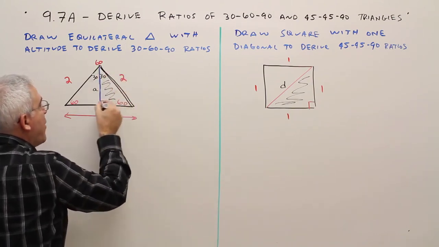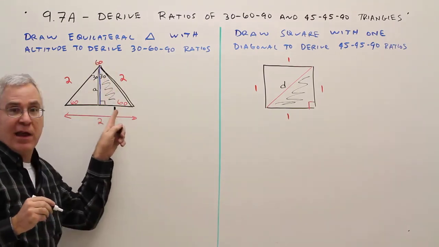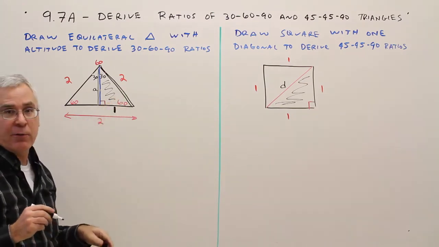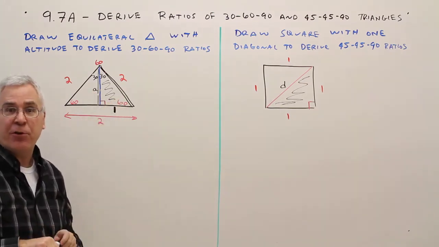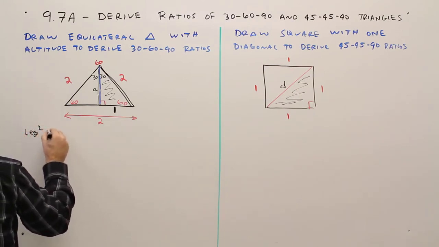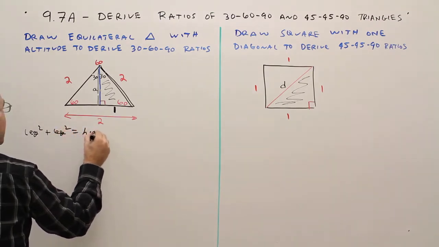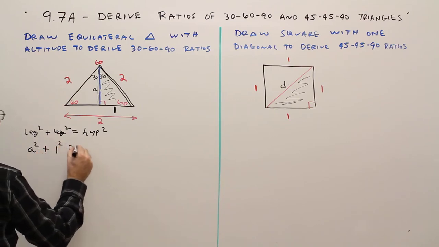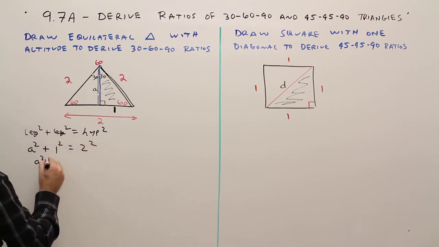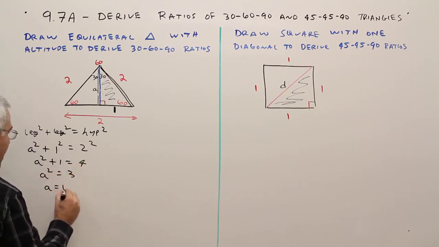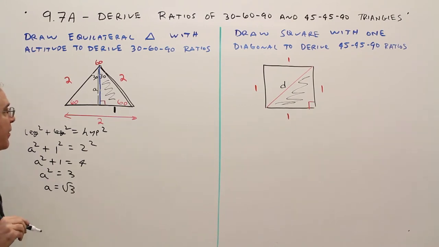We now can focus on this 30-60-90 right triangle. And we have a side length, a leg of 1 and a hypotenuse of 2. So now I can go ahead and find that altitude using the Pythagorean theorem. So leg squared plus leg squared equals hypotenuse squared. So a squared plus 1 squared equals 2 squared. A squared plus 1 equals 4. A squared equals 3. A equals the square root of 3. That's where the ratios come from.